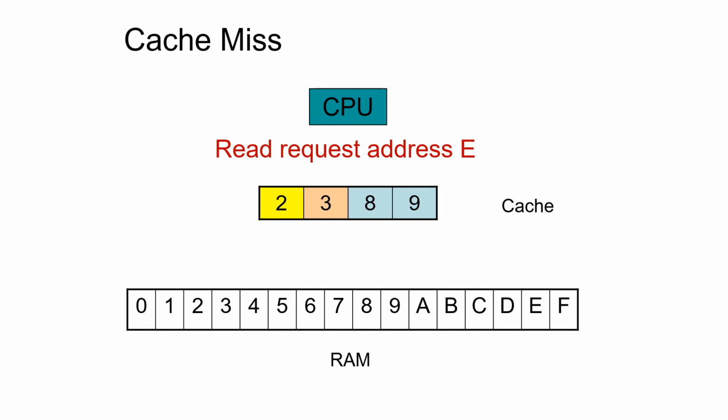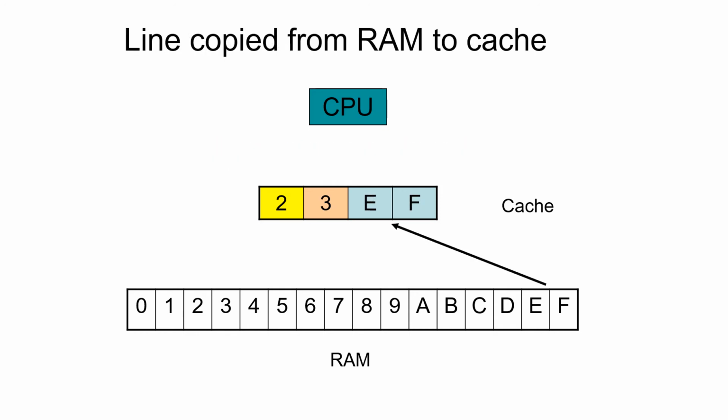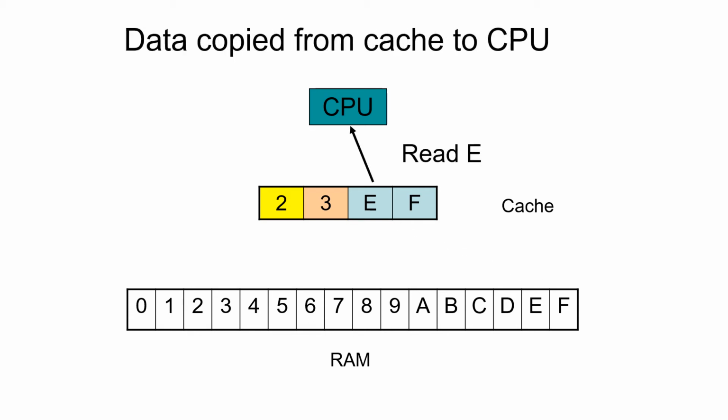Now we want to access address E. So it'll change the 89, which was the least recently used cache line. We had just used the 23 line. We hadn't used the 89, so the 89 is replaced, and that value is copied to the CPU.